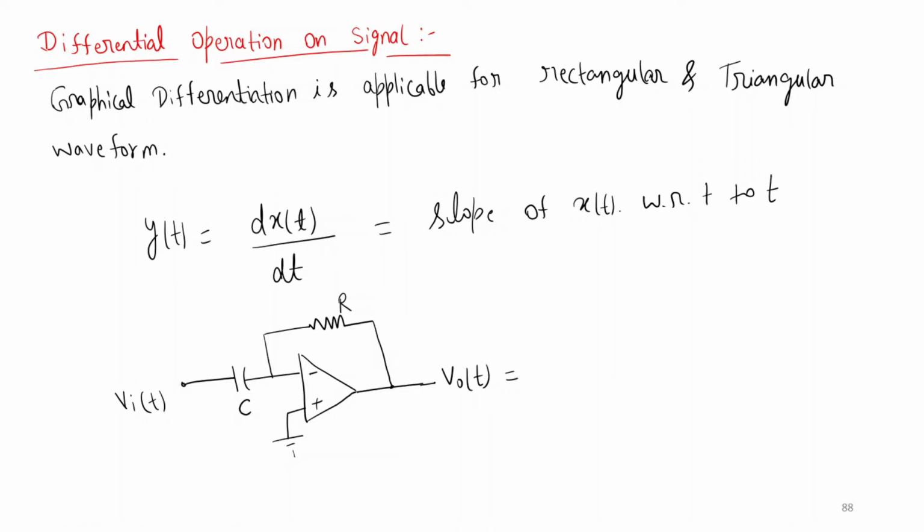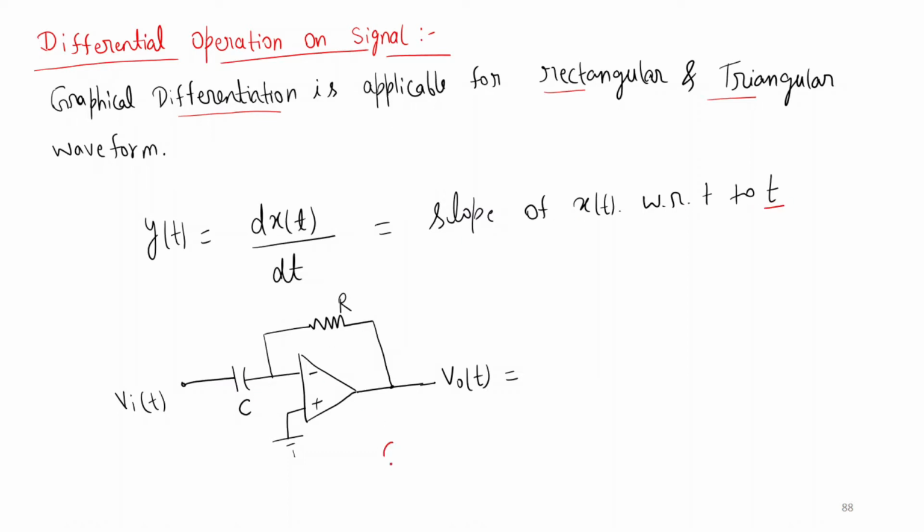So in today's lecture I will tell you about the differential operation on a signal, how to perform dx/dt. If x(t) is given to you, how to find y(t) = dx(t)/dt. Actually you can find the differentiation of any signal with the help of graphical representation also, but it is valid only for rectangular and triangular pulse. So dx(t)/dt, what is it? It is the slope of x(t) with respect to time.